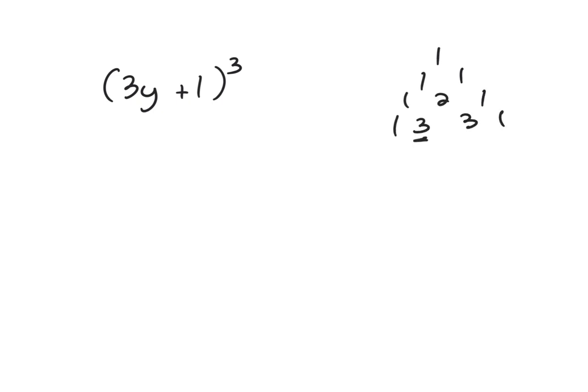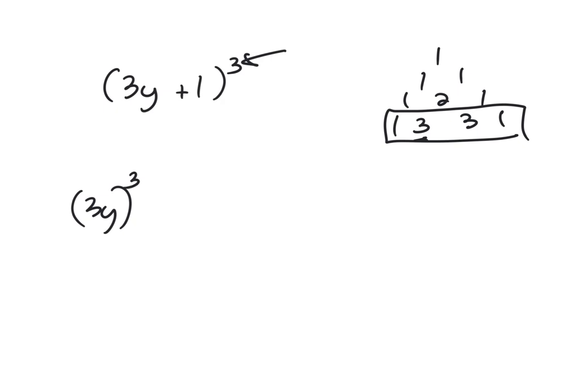I was waiting on 3 because that exponent is 3. So I'm using this row. So my coefficients are going to be 1, 3, 3, 1, 4 terms. Okay, so I'm going to use the 1 first. 1, I'm going to do the 3y to the third power. There's really a 1 in the front. You don't need to write the 1 in the front, but there's really a 1 there. Because there's a plus sign in here, everything's going to be plus.